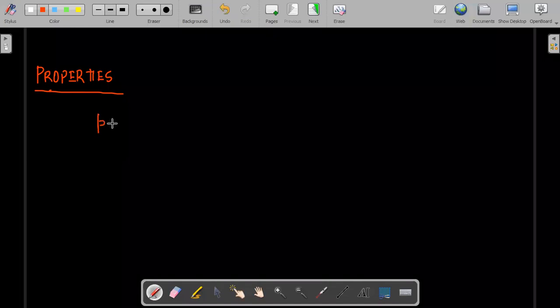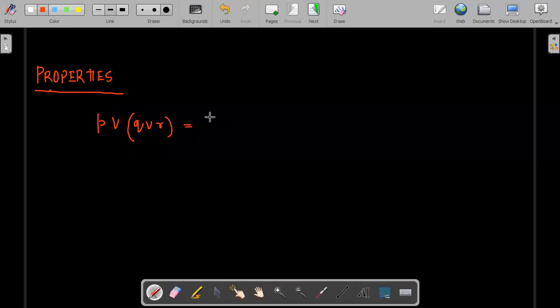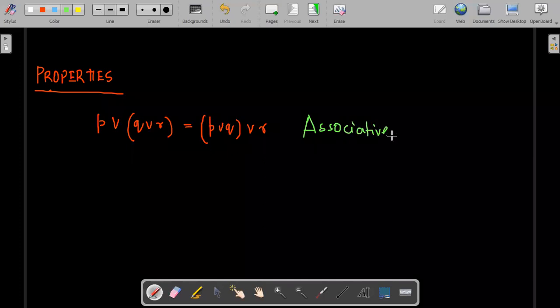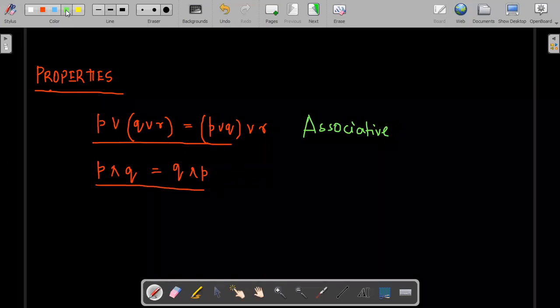Like you can have P or Q or R, wherever you give the bracket, it doesn't matter. What is it called? It is called the associative law, isn't it so? Then you can have P and Q is equal to Q and P. This is also true for or. I'm just writing down one or two examples. This is called commutative.